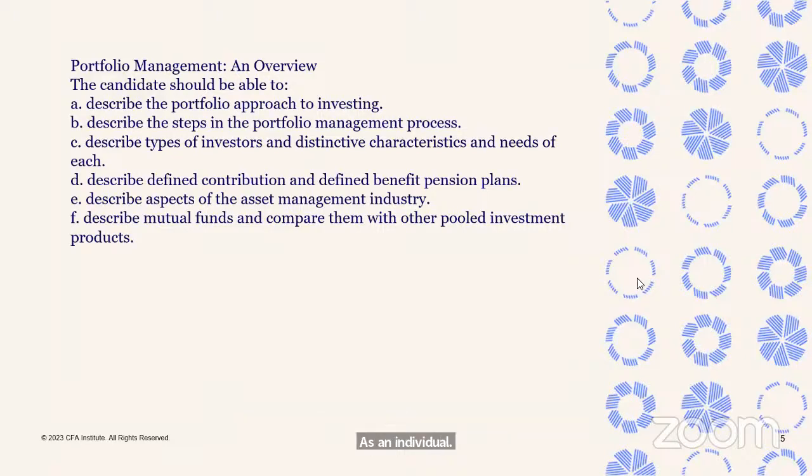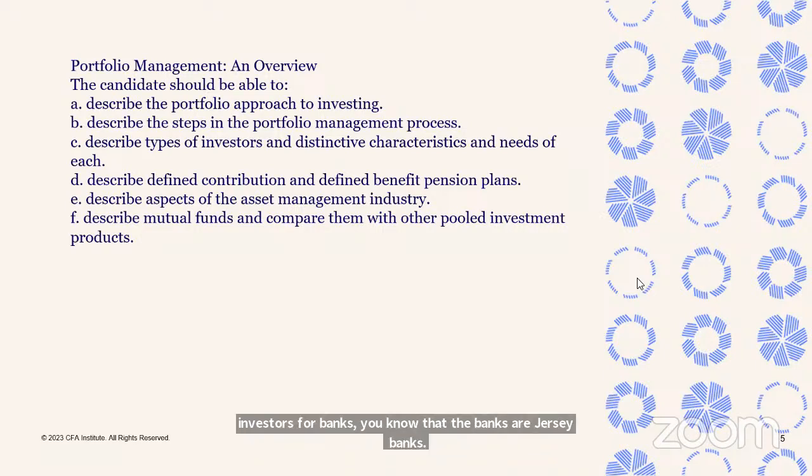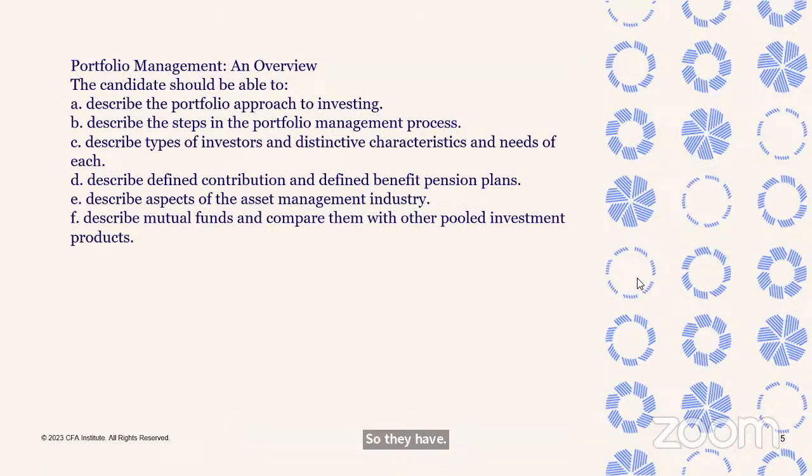So if you look at the characteristics of the institutional investors, for banks, you know that banks are liability-generating. The money they have does not belong to them. So they have high liquidity needs and a short time horizon, and they have to ensure that they place the funds in near-liquid investments so as to ensure there's no default or credit risk.